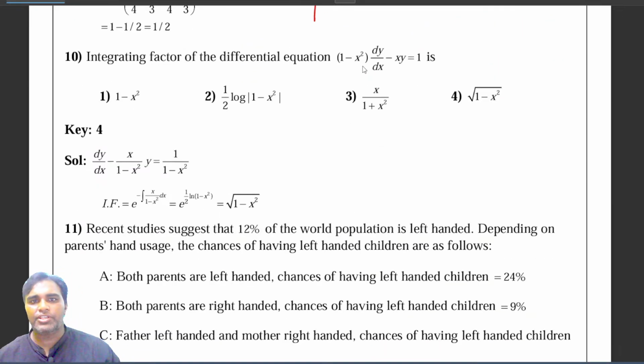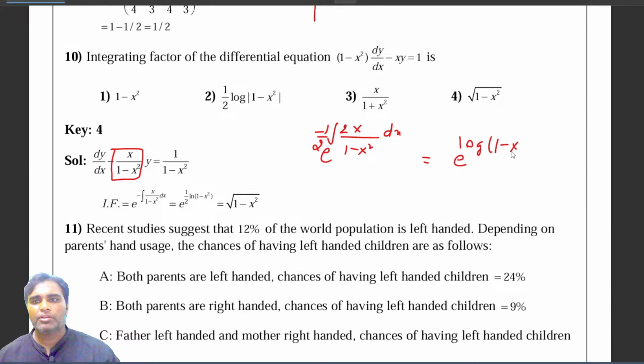Integrating factor of this differential equation, again very easy, it is a linear differential equation. First I will divide everything by 1 minus x square, and the coefficient of y is my P. So my e power integral of P dx will be minus of x by 1 minus x square dx. Now multiply by 2 and divide by 2. If I put this as t, this will go. So 1 by t integration is how much?